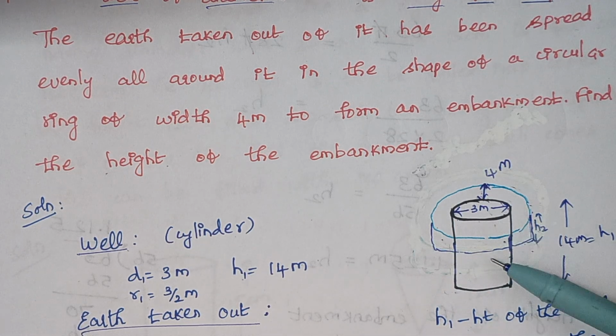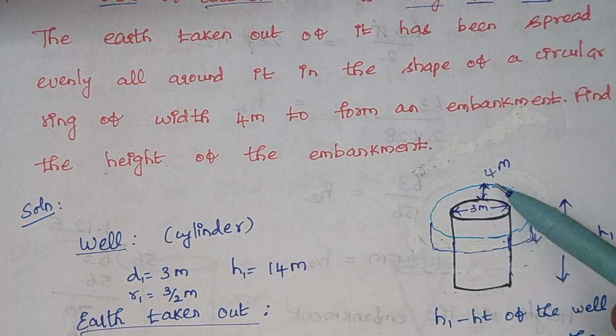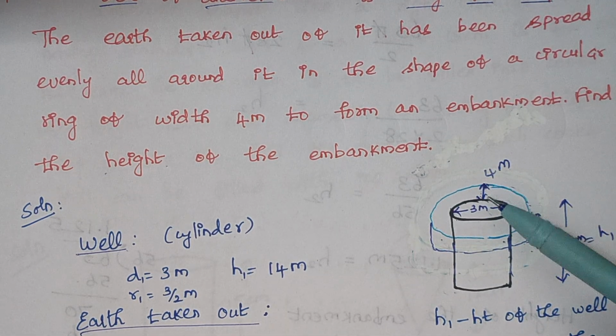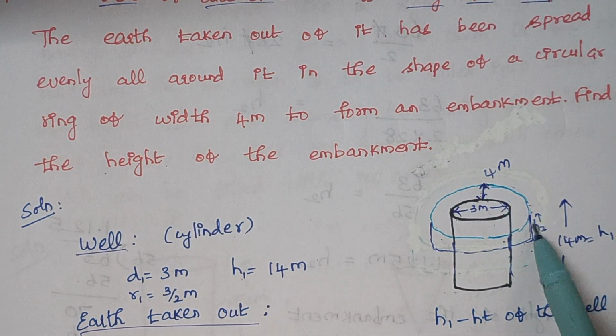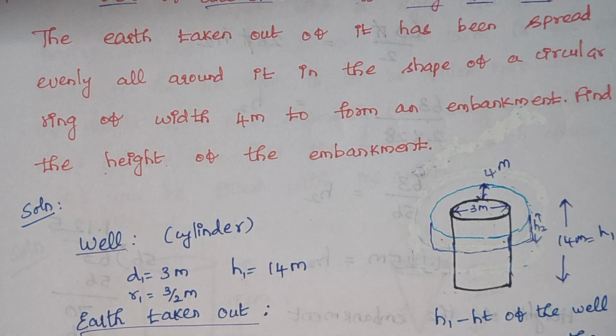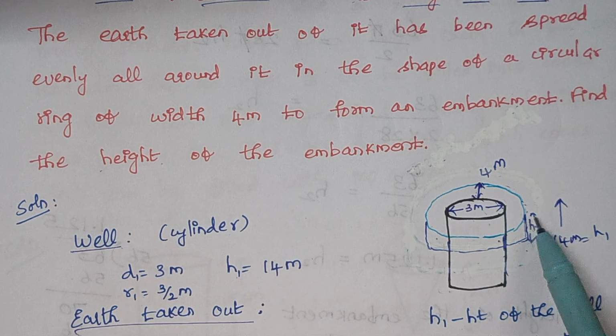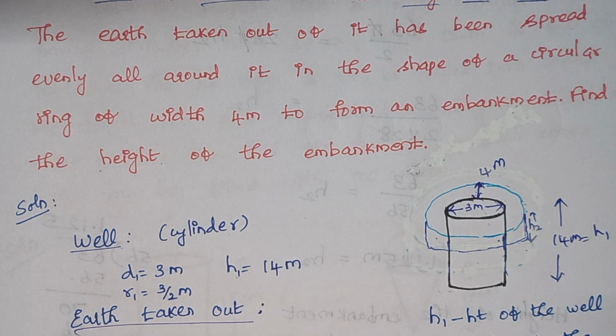The soil which is taken from the earth is spread evenly around the well. Now the width is given. The width is 4 meter. We have to find this height. So here let h1 be the height of the well and let h2 be the height of the embankment.